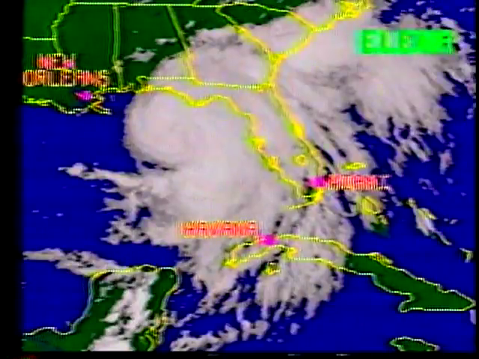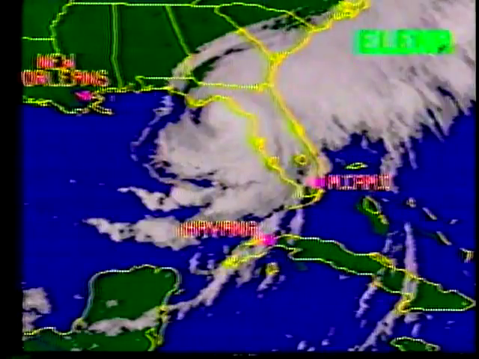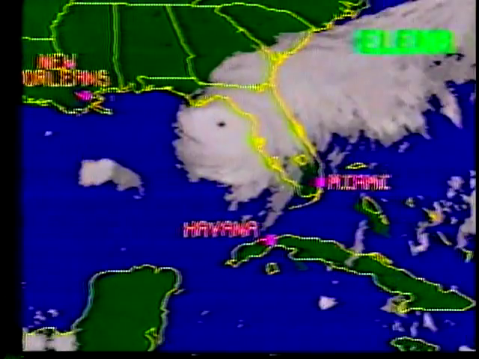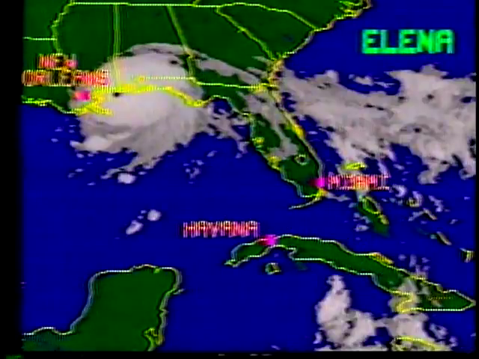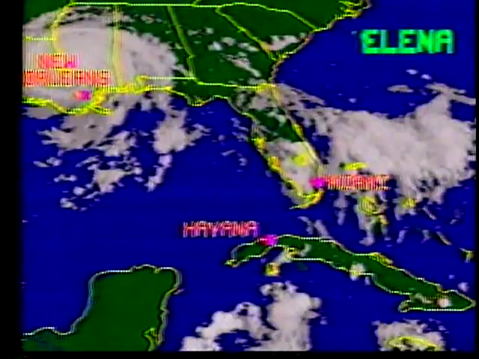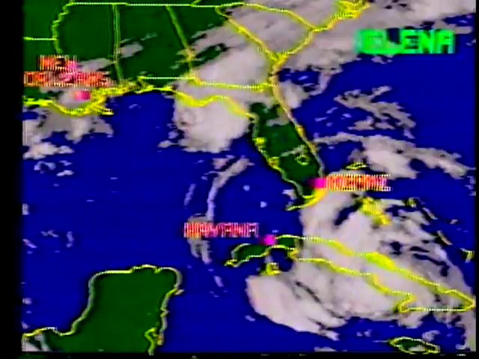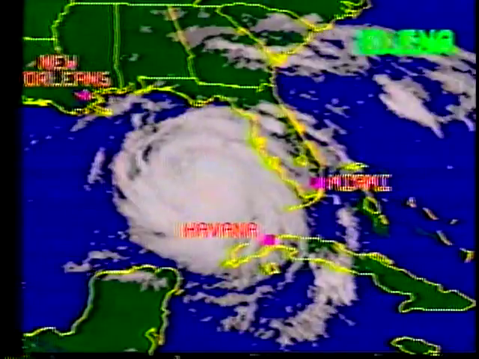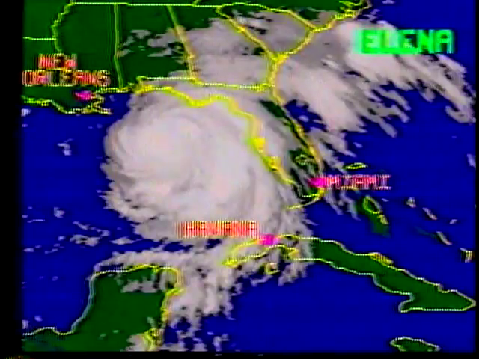Under this favorable regime, Elena strengthened rapidly and became the first tropical cyclone on record to attain tropical storm intensity while still located over a landmass. Rapid intensification continued, and Elena reached hurricane strength while entering the Gulf of Mexico on the following day. During the next 48 hours, Elena's interaction with an extratropical trough over the southeastern United States resulted in several dramatic and difficult-to-forecast changes in movement just off the Florida coast.